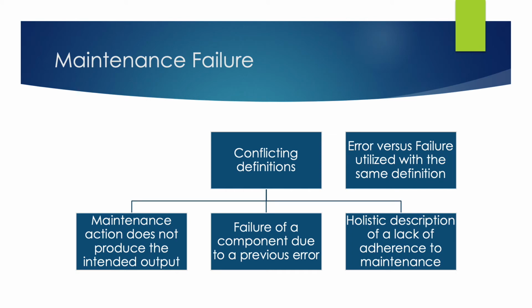Research into the definition of maintenance failure resulted in a few conflicting definitions. In short, many articles seem to utilize maintenance failure or error interchangeably. From a software perspective, it denotes an action that does not produce the intended output. Other articles describe a failure of a component due to a previous error, or generally a holistic descriptor for a lack of adherence to maintenance processes.